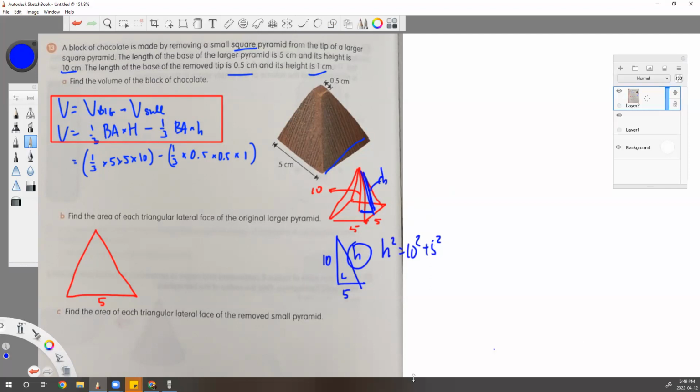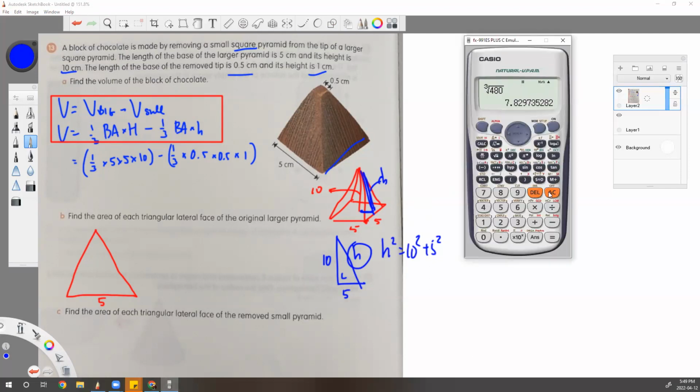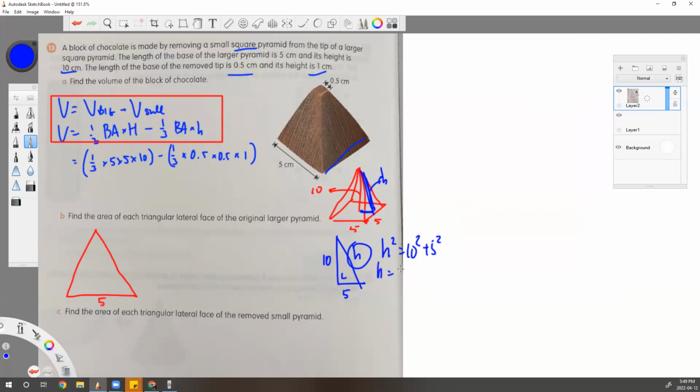Write down 10 square plus 5 square. The answer is 125, and you do the square root. Square root of 125 is 11.2. So 11.2 is here, right? And then calculate the area of each.